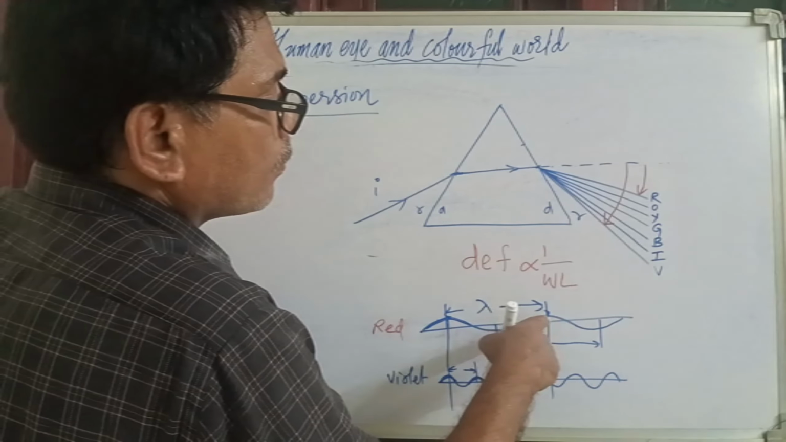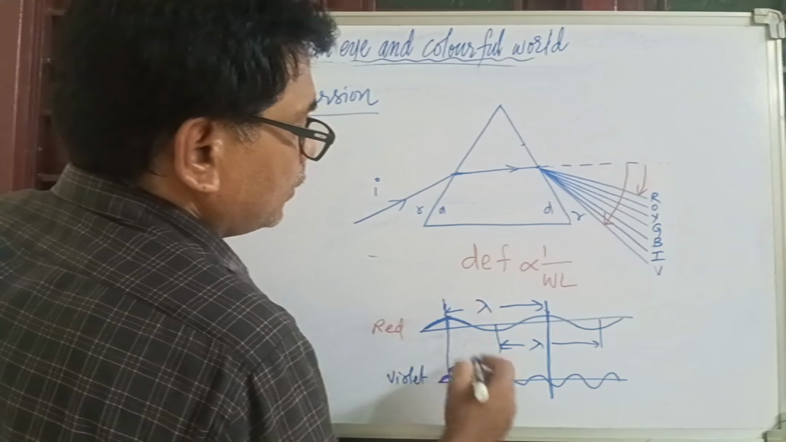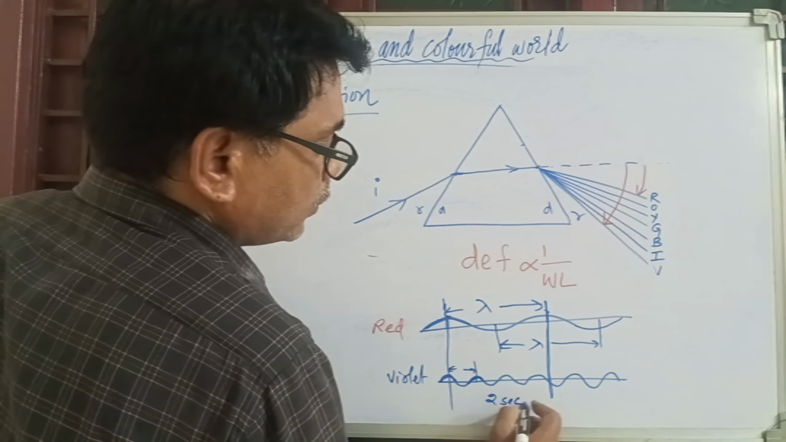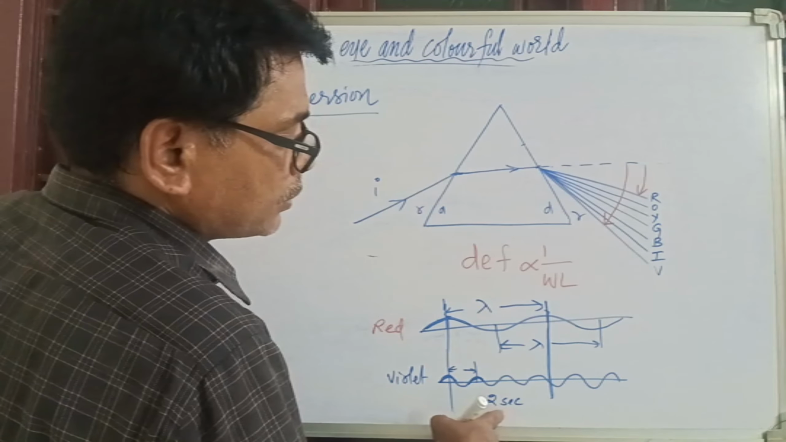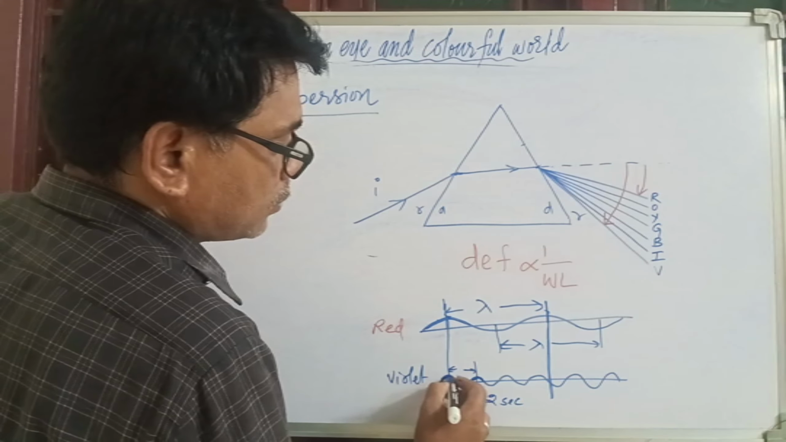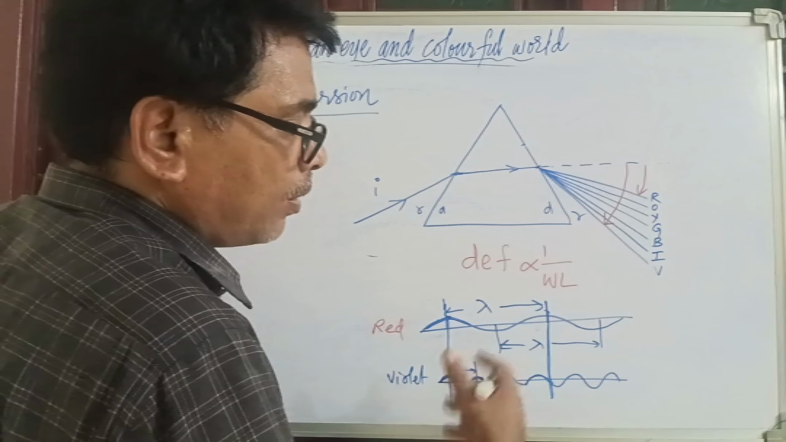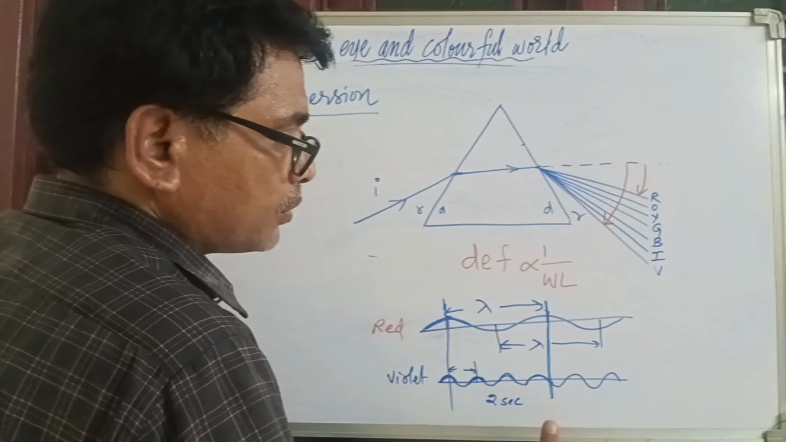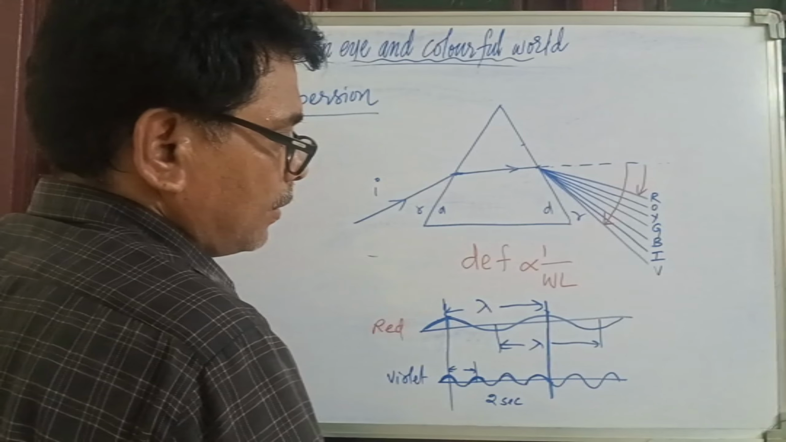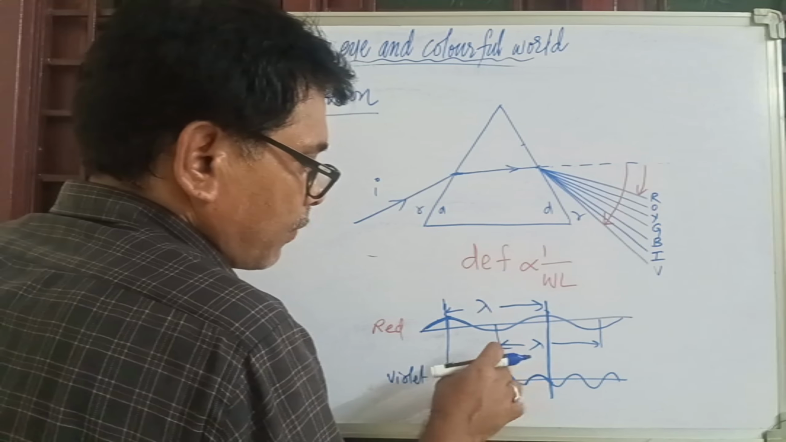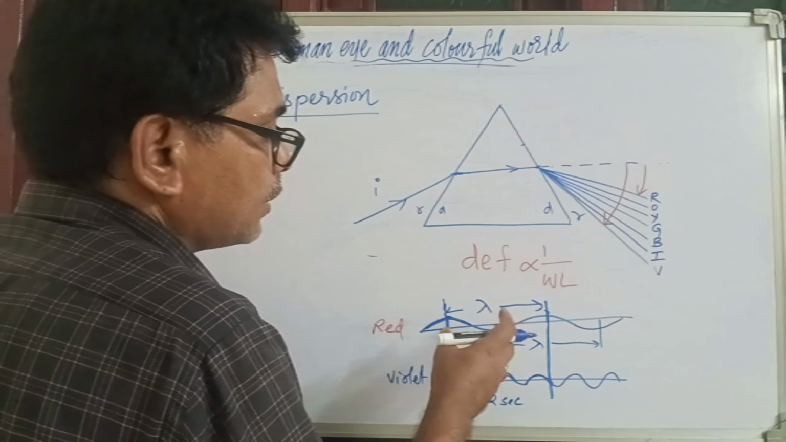Suppose the time taken is 2 seconds. In these 2 seconds, how many peaks did you get in red? Only 2 peaks. For the same duration of 2 seconds, how many peaks did you get in violet? 2, third peak, and fourth peak. More number of peaks means more number of vibrations, or more oscillations, or more number of cycles per second. Therefore your wavelength is less. Wavelength here for red is more, and for violet wavelength is less.